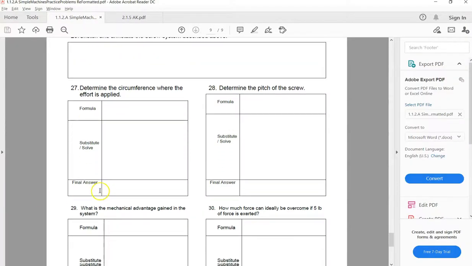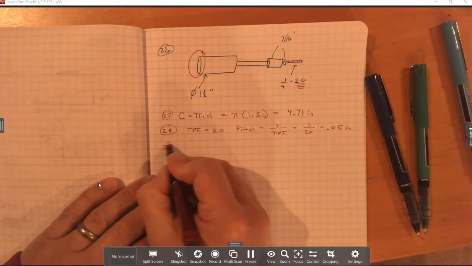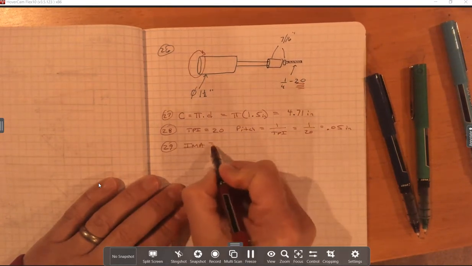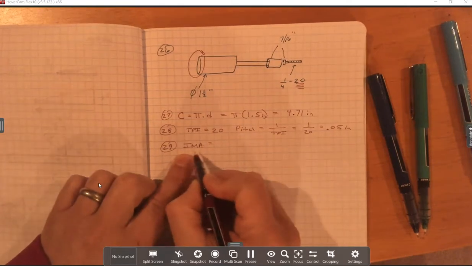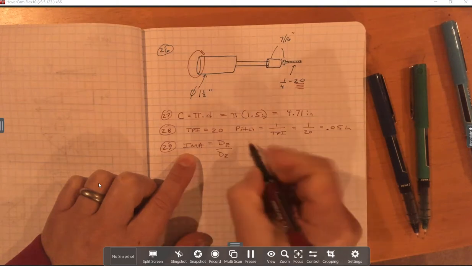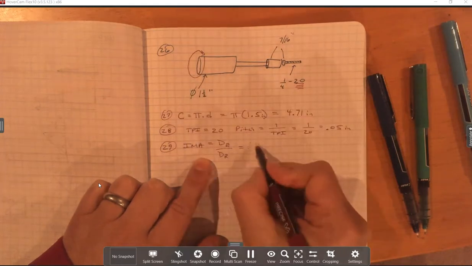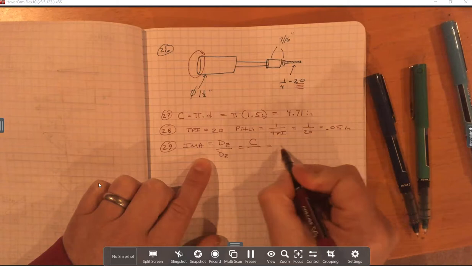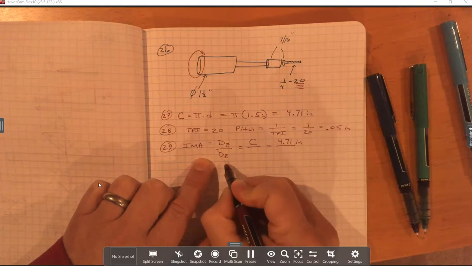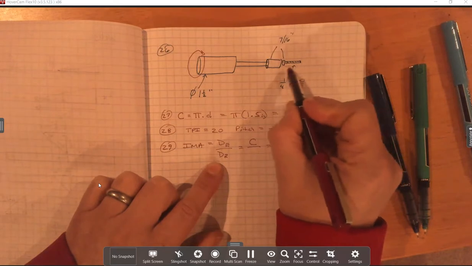29 says, what is the mechanical advantage gained in the system? Okay, they didn't really specify. Did they say ideal? Well, I'm going to be finding the ideal because I've got the distances, which gives me ideal mechanical advantage. So ideal is dE divided by dr. Right? The effort is applied here at the handle, and the distance that's traveled is a circumference, which we've already found to be 4.71 inches.